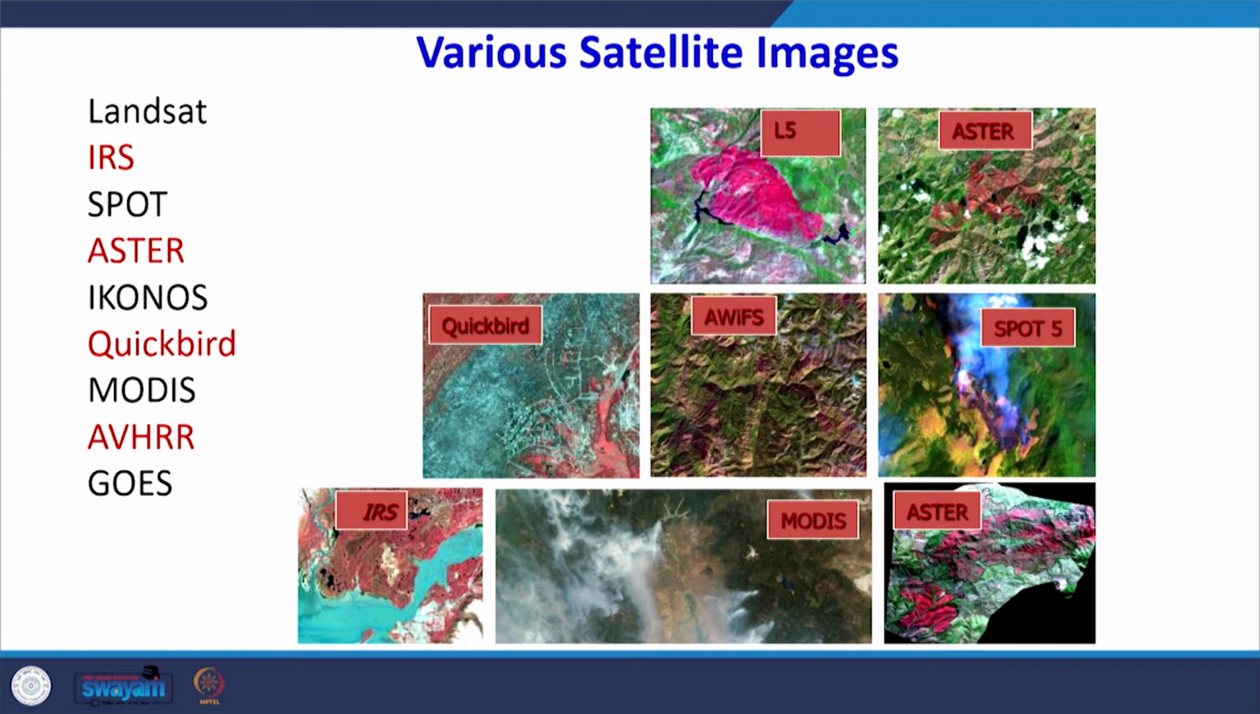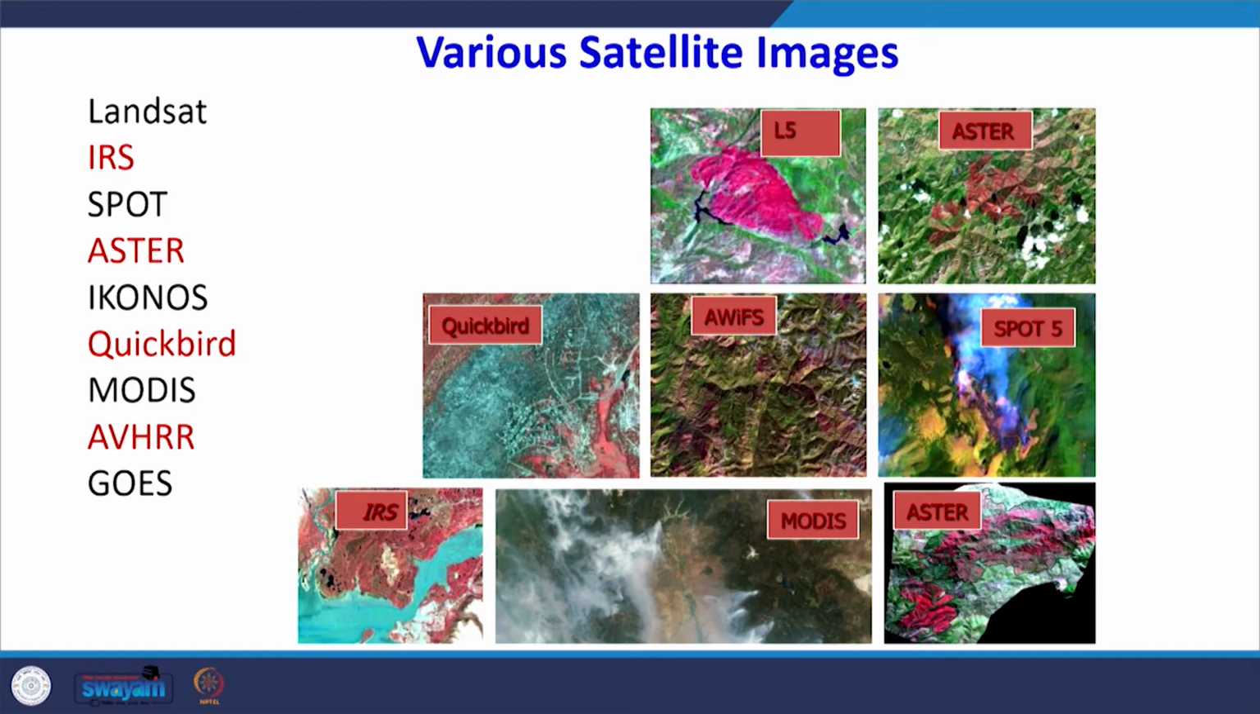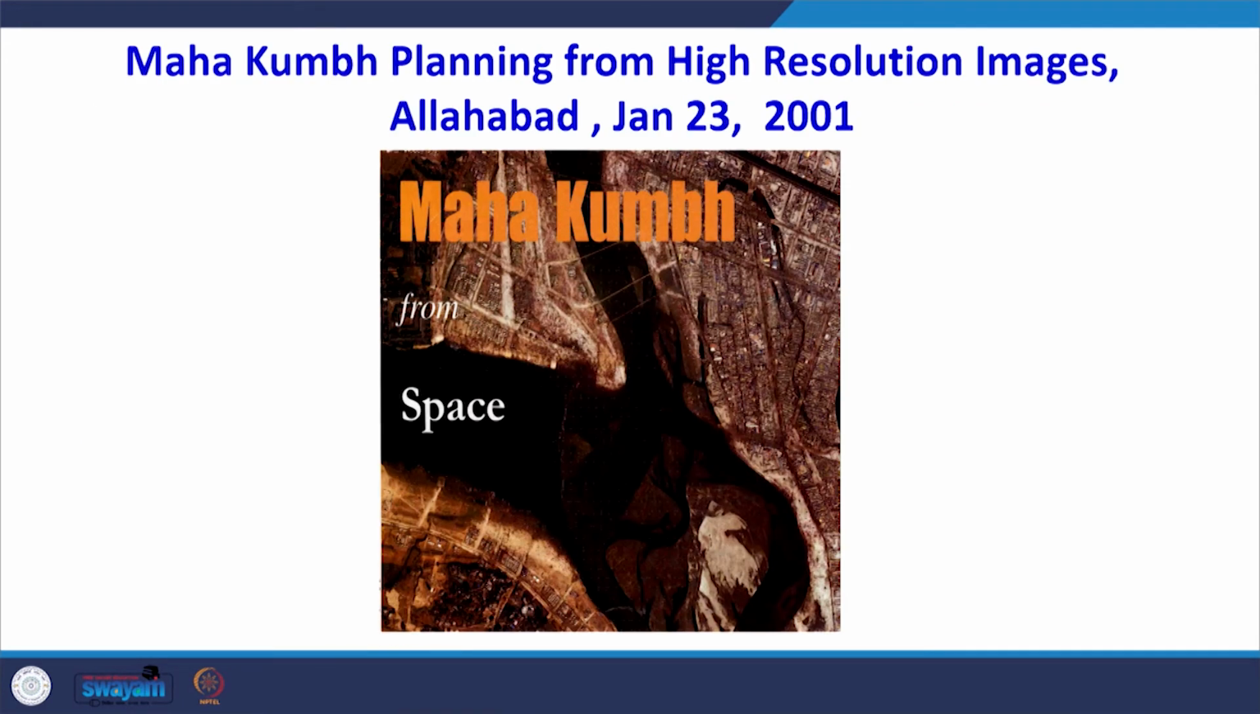So you can see that there are a large number of satellites. This is just an exemplary list. Landsat is American, IRS is an Indian satellite, Spot is a French satellite. Like that, we have a large number of satellite images available from various satellites. So depending upon the requirement, we can select the resolution, we can select the kind of data.